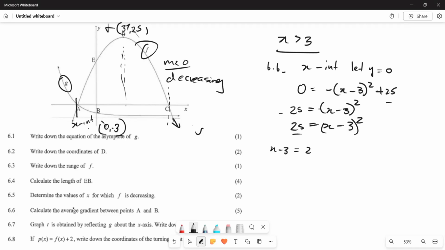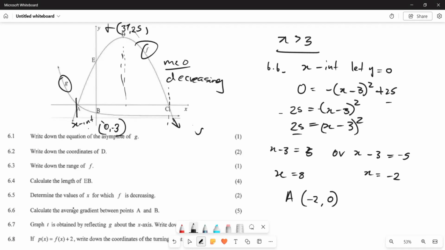If you say x subtract 3 is the same as 5, or x subtract 3 is the same as negative 5. So then from here, your x is going to be given by 8, or your x here is going to be negative 2. But because we are looking for point A, it is the one on the negative side. So the coordinate of A is going to be negative 2 and 0.